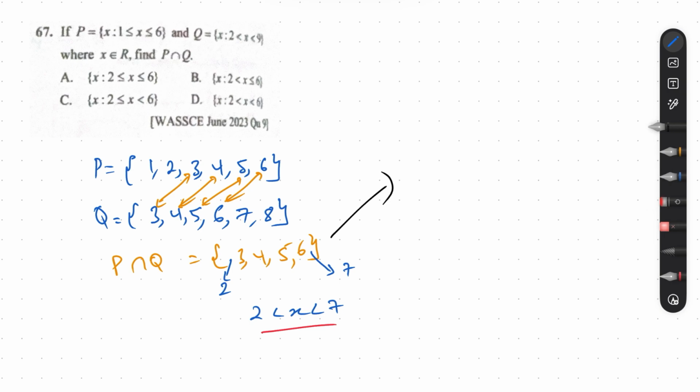So we write it between 2 and 6. Here 2 is not inclusive, so the sign will be less than. But 6 is inclusive, so here the sign will be less than or equal to 6. So this is our answer. Do we have that in the options? Yes, we have it here in the options, which is B. So B is our answer.